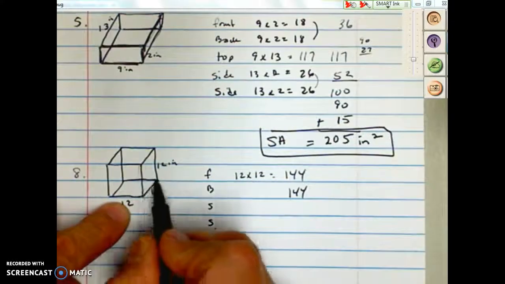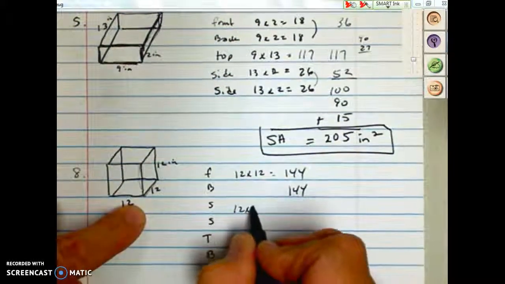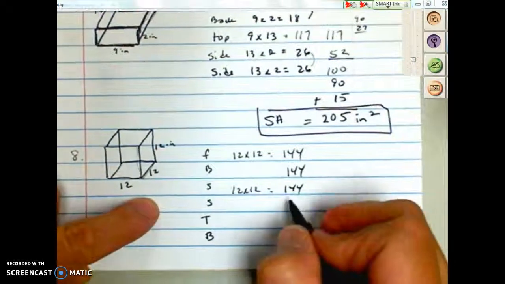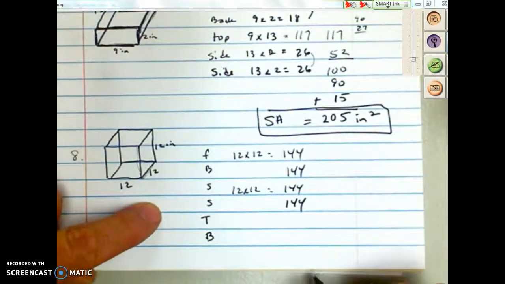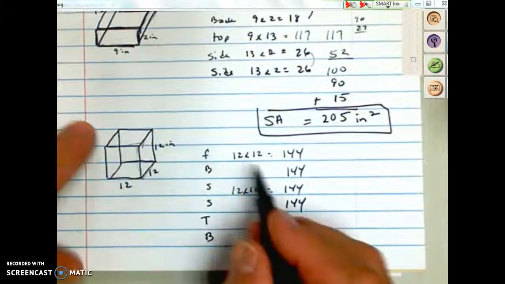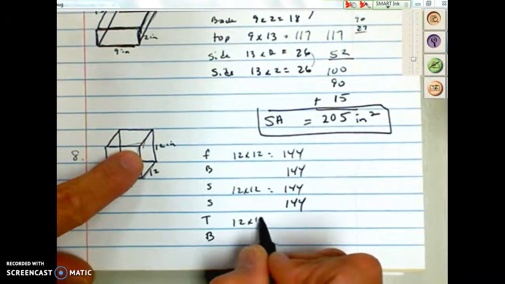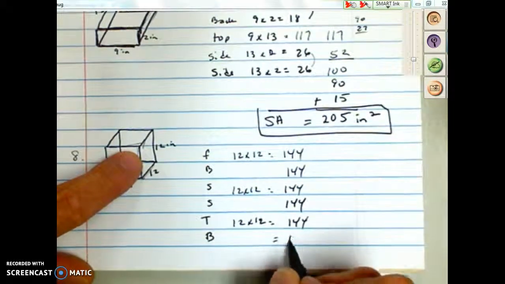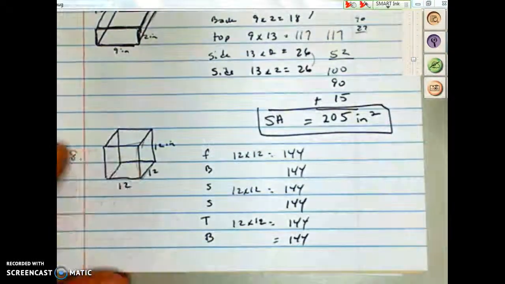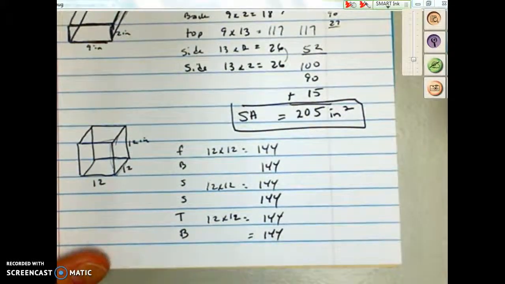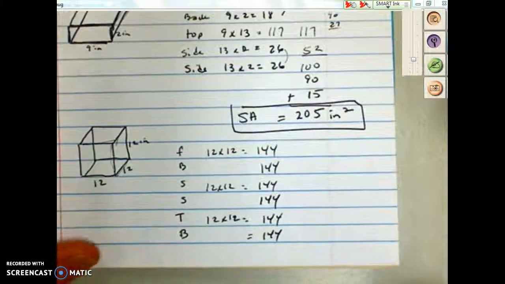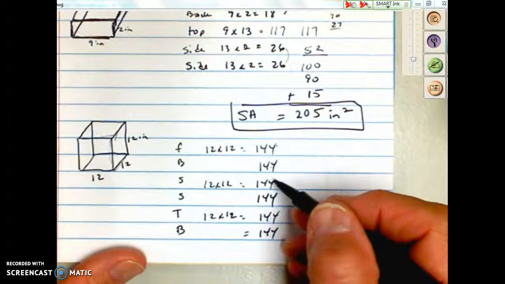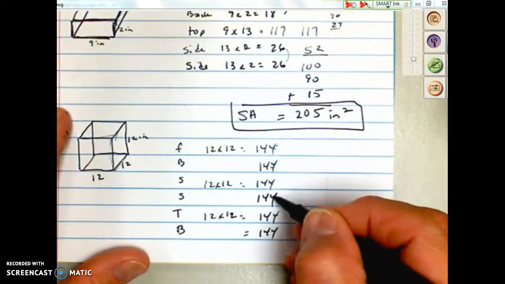The sides are 12 by 12, which is 144. I think you get the idea that the other side is going to be 144. And the top, of course, is 12 by 12, so of course it's going to be 144. And the bottom is going to be 144 as well. So this one, because the sides are all equal, we have 6 faces that are all exactly the same. So 1, 2, 3, 4, 5, 6.